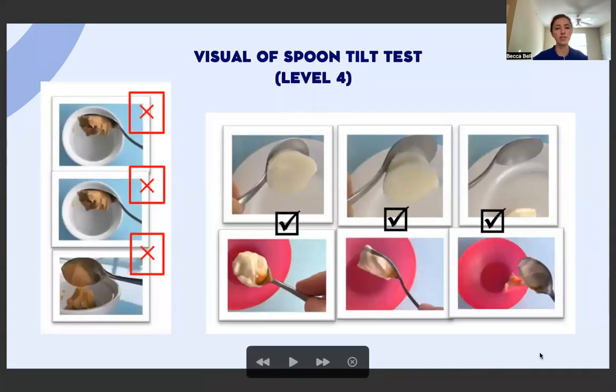Next, we have a visual of the spoon tilt test. On the far left picture, you can see peanut butter going through the spoon tilt test, and this would not pass for the pureed food because it is sticking to that spoon. We want there to be either a slight film left behind or a completely clean spoon, like we see in these pictures on the right. In the top picture, we have a clean spoon, and in the bottom picture, we have that film on the spoon, and those are both acceptable for level 4 purees.